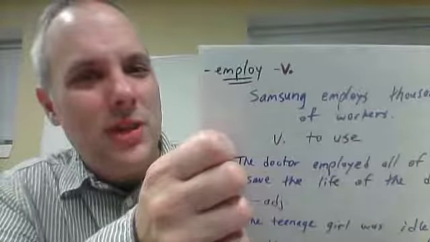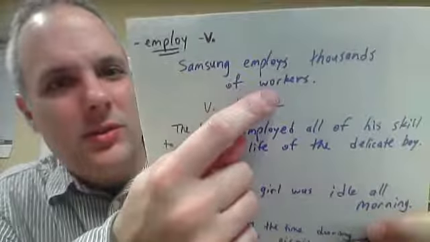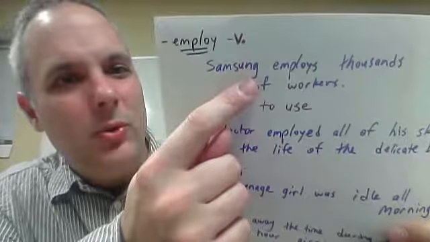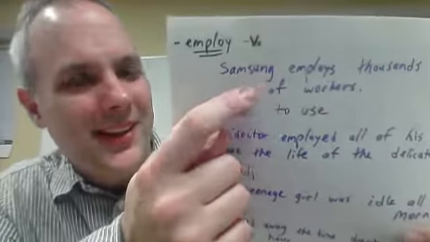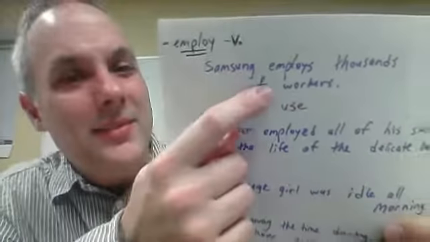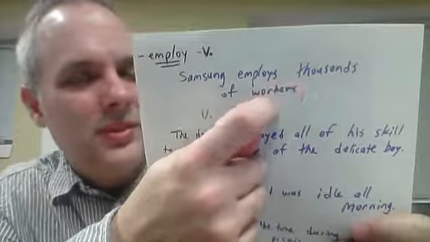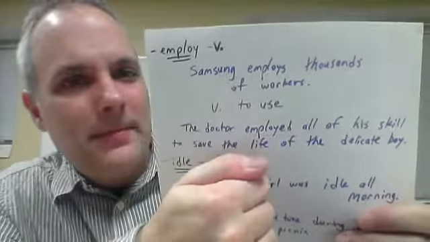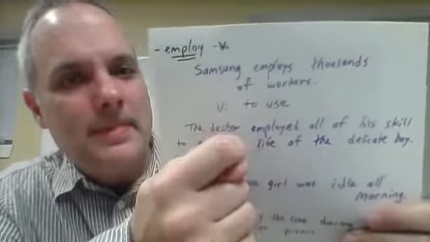Employ means give a job to somebody, okay? Samsung employs thousands of workers. So Samsung, they made my phone and my TV and a computer. They make lots of stuff, okay? So Samsung employs thousands of workers, okay? Thousands, 2,000, 3,000, maybe even 10,000, okay? So that means Samsung gives the workers a job, okay?